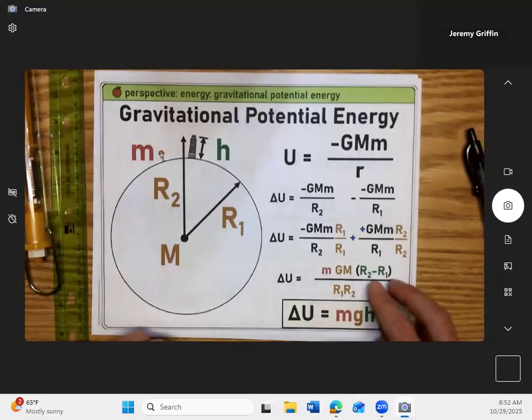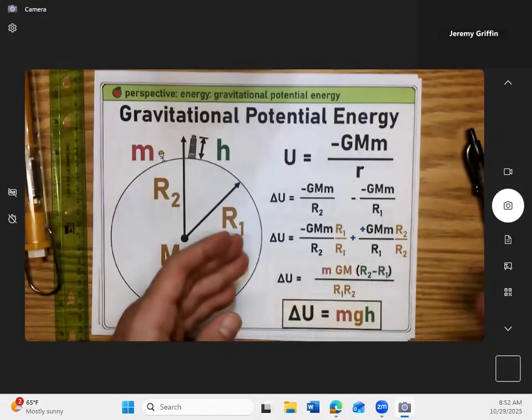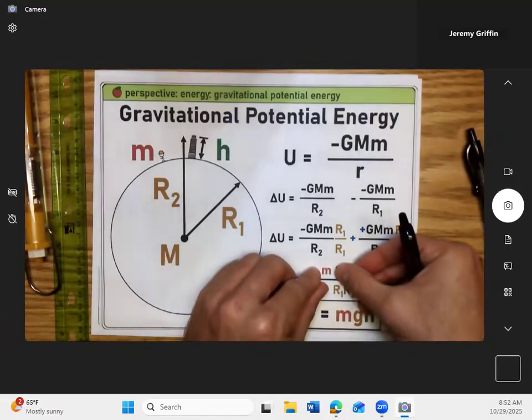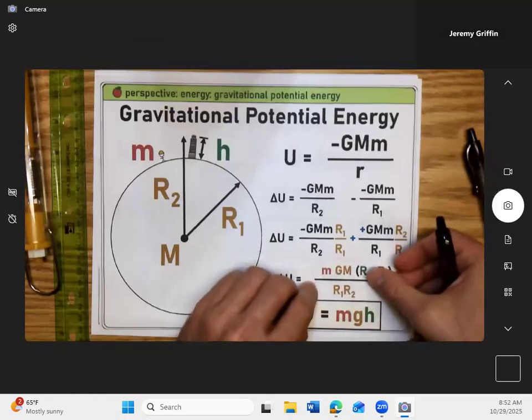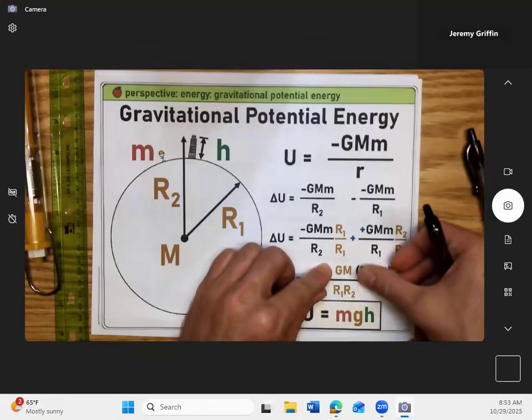And I got a difference of radial sizes. Now, if you organize the different groups of variables here, I'm going to leave that envelope. That's your mass or point mass. Here's the universal gravity constant, the mass of the Earth, and maybe two different radial sizes.